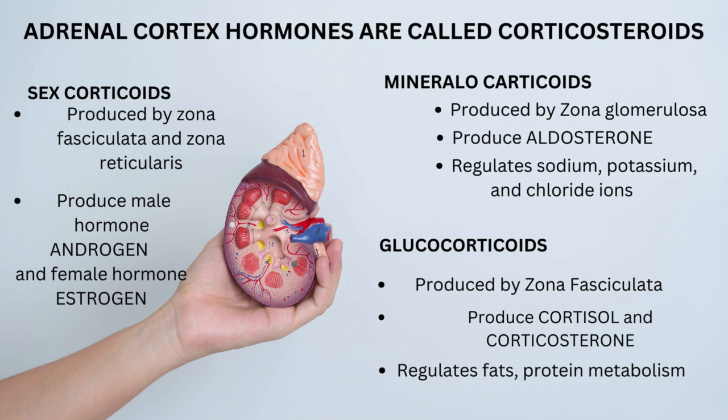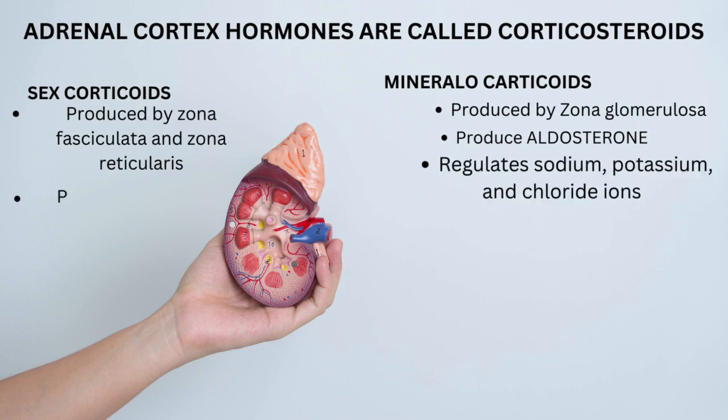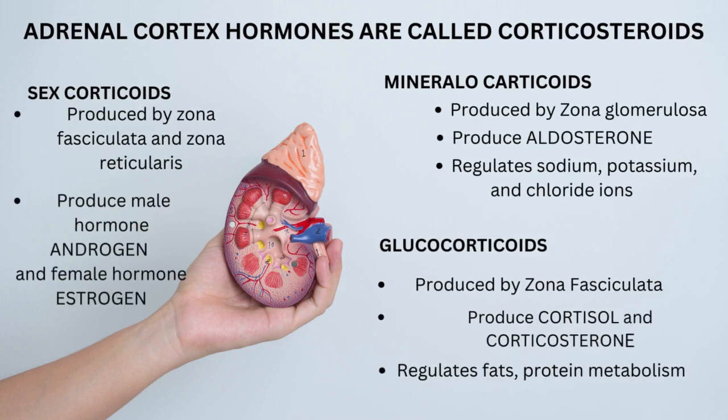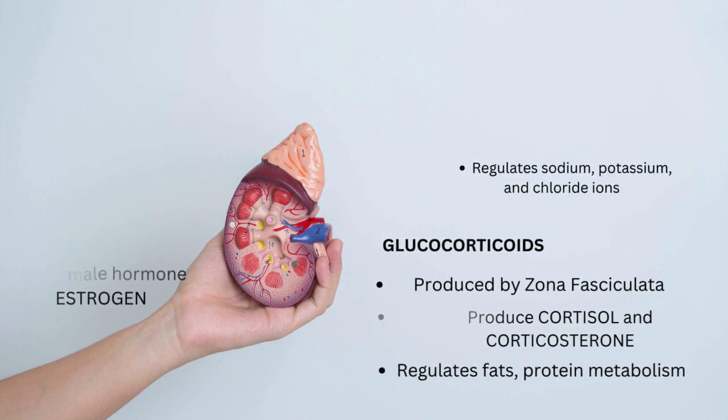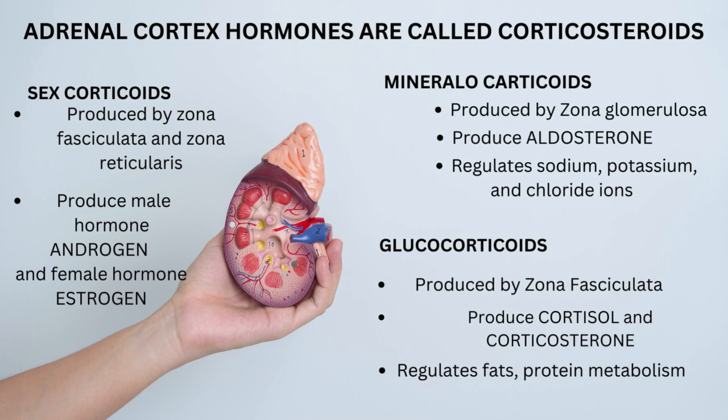Now let's look at the hormones produced by the adrenal gland. We have mineralocorticoids, glucocorticoids and sex corticoids. These corticoids are produced by the adrenal cortex. They produce aldosterone, which helps in maintaining the extracellular fluid. It also produces glucocorticoids like cortisol and corticosterone, which regulate fat and protein metabolism. Then sex corticoids, mainly androgen and estrogen. They are all produced by the adrenal cortex of the adrenal gland.